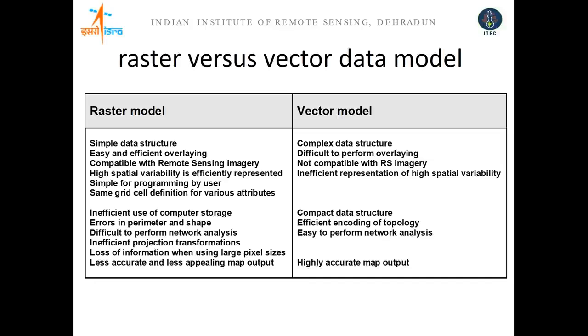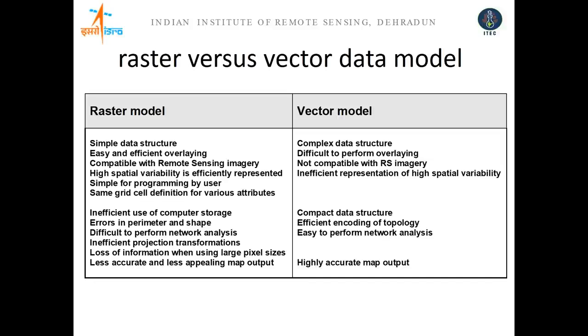You can apply any type of mathematical operations, but in vector you cannot apply a mathematical operation. Rather, you can overlay them together, and once you overlay them together, you have to rebuild the topology, and once the topology is rebuilt, you can apply those operations. But the overlaying operation in vector, because of the complexity, is rather difficult. Raster model is compatible with remote sensing imagery, like digital image processing is a classic example, but vector data model is not compatible with remote sensing imagery.